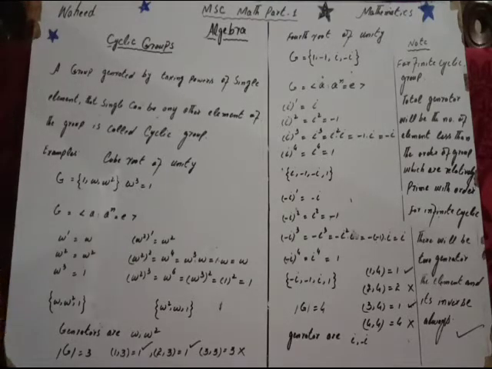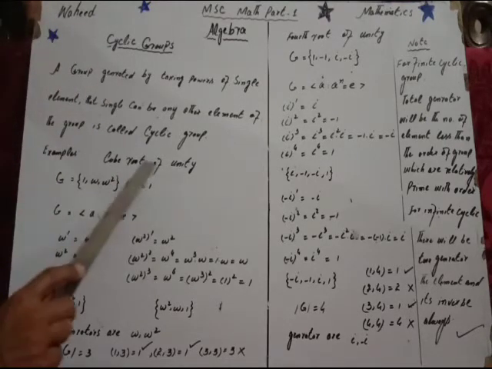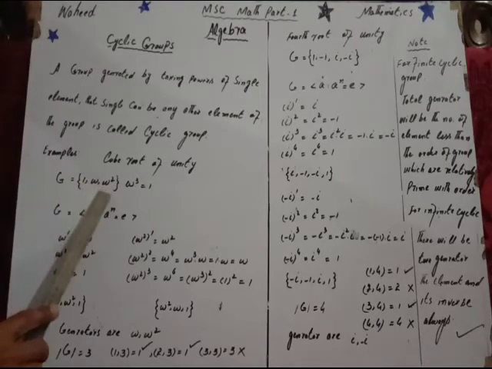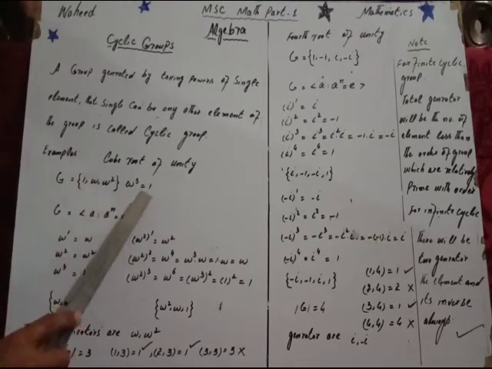A group which is generated by taking the power of a single element, and that single element may be any element of the group, is a cyclic group. For example, the cube root of unity. In the cube root of unity we have 1, omega, omega square. Omega cube is equal to 1.